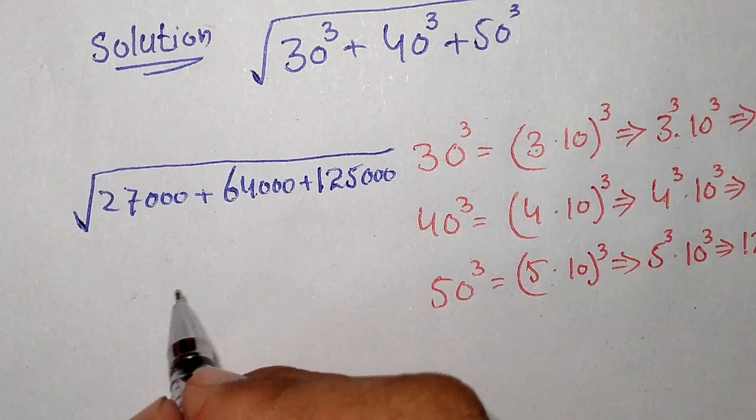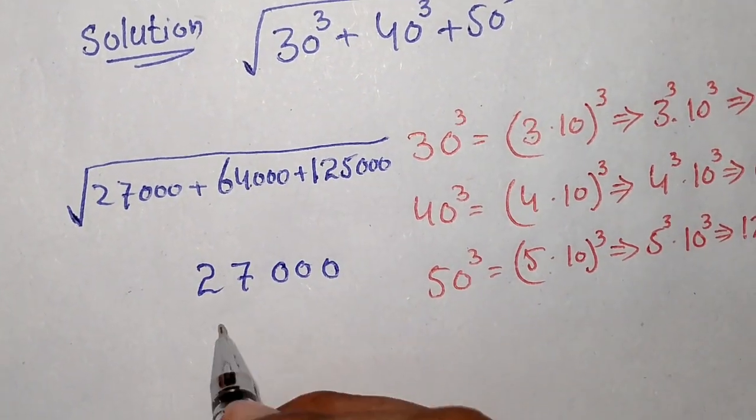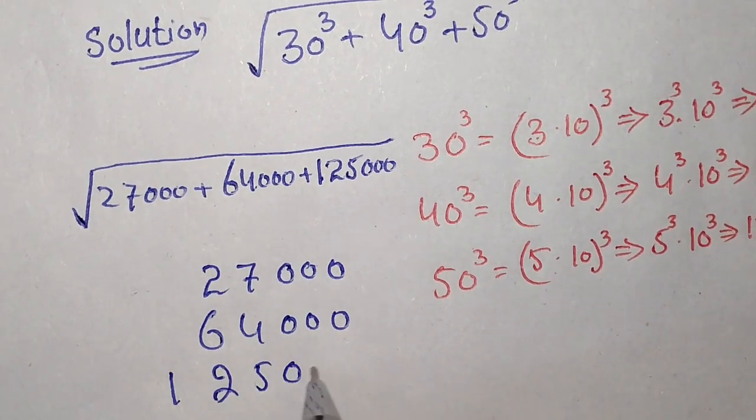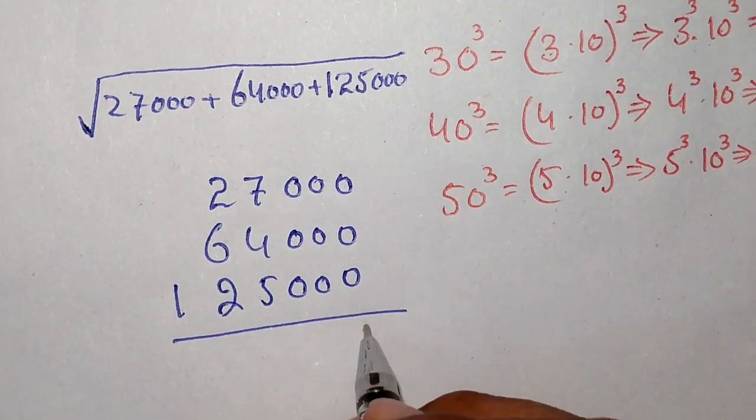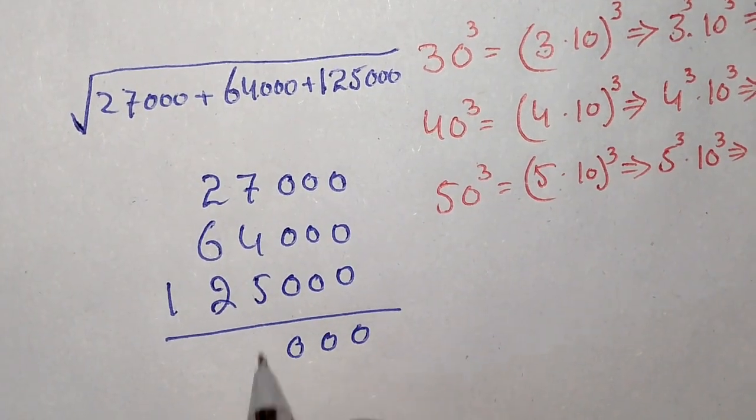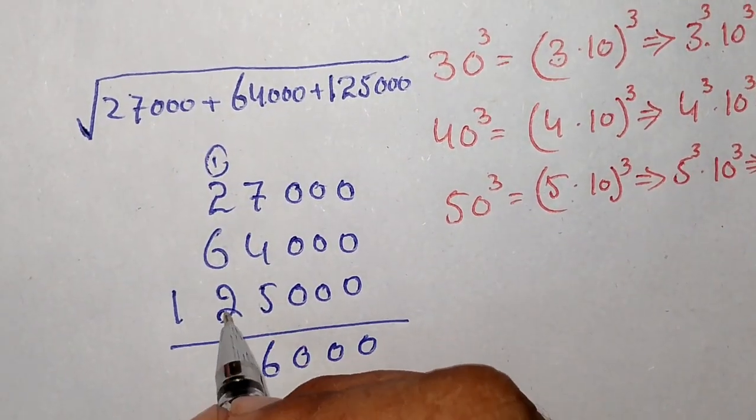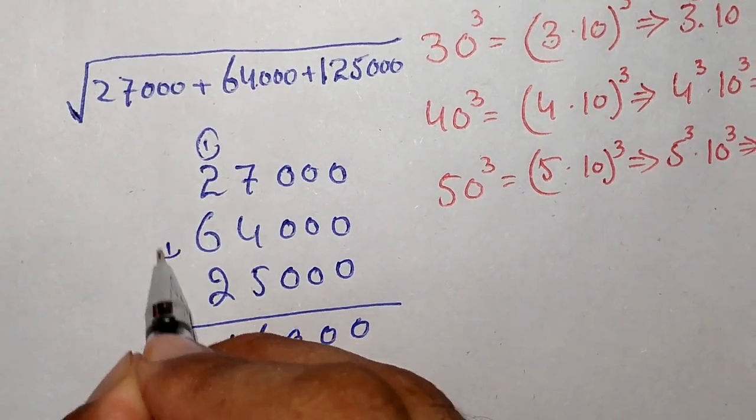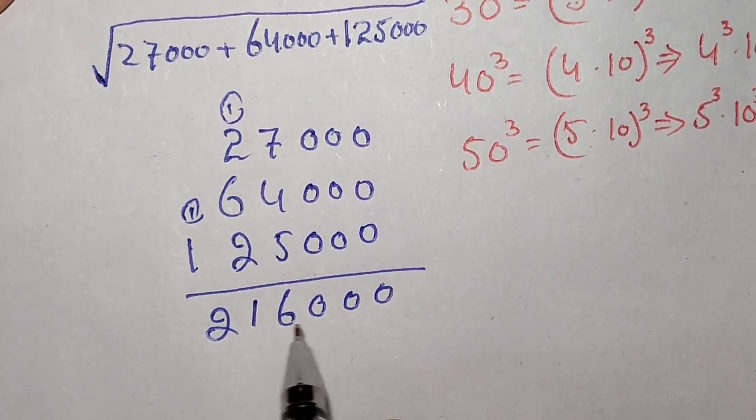Now to solve this, we have to add these numbers. So we are going to add them: 27,000 plus 64,000 plus 125,000. To add these numbers, this will become 0, 0, 0. 7 plus 4 is equal to 11. 11 plus 5 is equal to 16. 1 carry 2 plus 1 is equal to 3. 3 plus 6 is equal to 9. 9 plus 2 is equal to 11. 1 carry 1 plus 1 is equal to 2. So this is equal to 216,000.